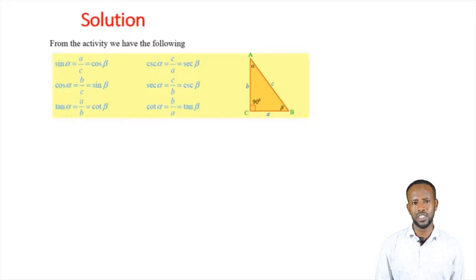Take care here. Give special attention. What type of functions are equal? What type of functions will get the same value? In what angles? When the angles become what? Which functions become the same? Cosecant alpha is equal to C over A. It will be equal to sec beta. Sec alpha will be equal to cosecant beta. And here we have cot alpha equal to tan beta.